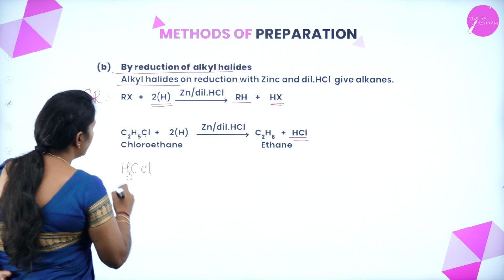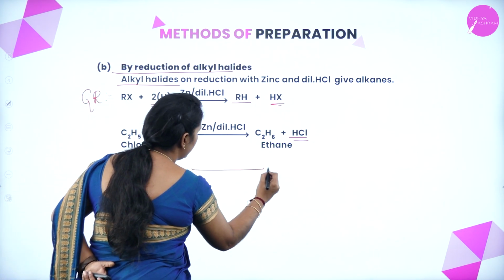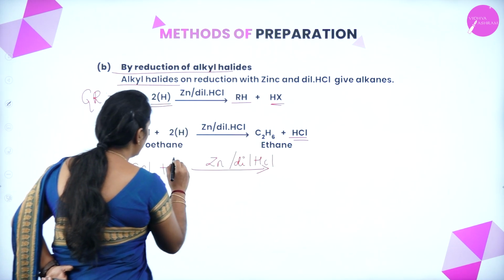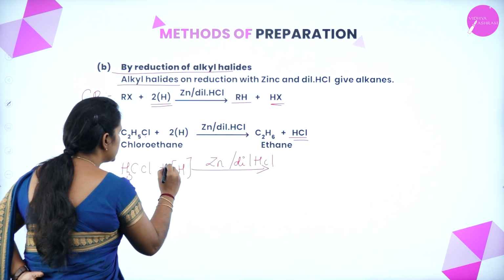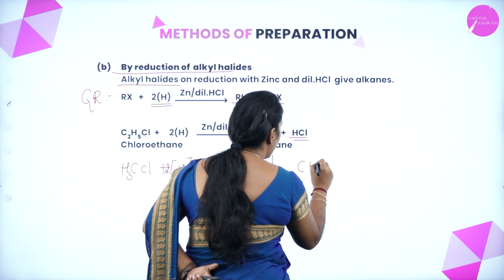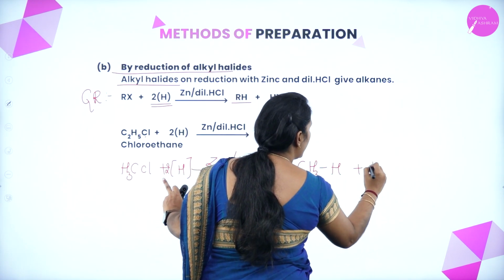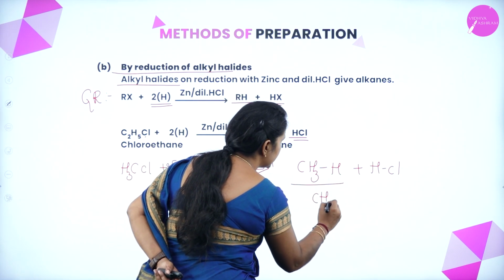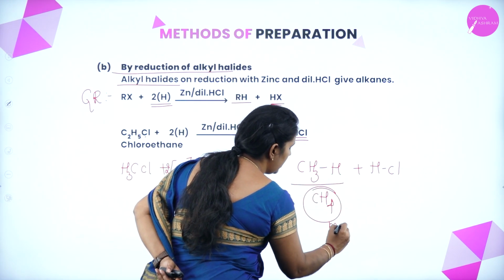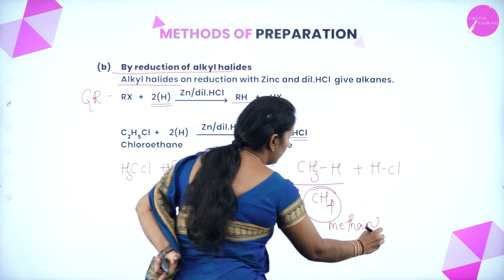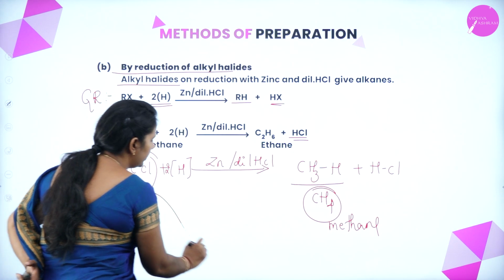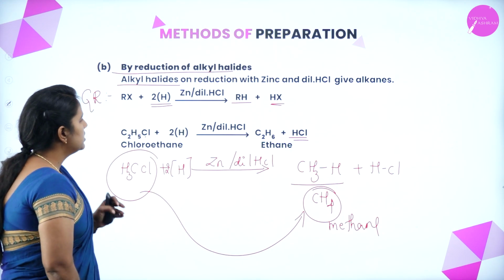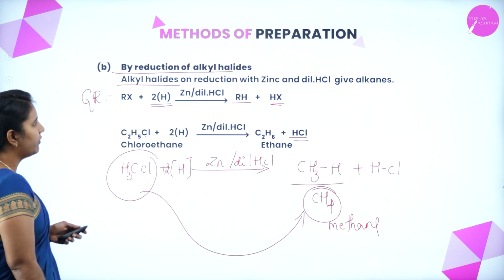CH3Cl, okay, which is allowed to react with zinc metal in presence of dilute HCl. What will happen? You are going to add the H plus ion and form CH3H, and the remaining one H combines with the Cl. And you can write the CH3H as CH4. So, this is methane, where my alkyl halide undergoes reduction to form an alkane. Okay. So, hope you all understood the reduction of alkyl halide.